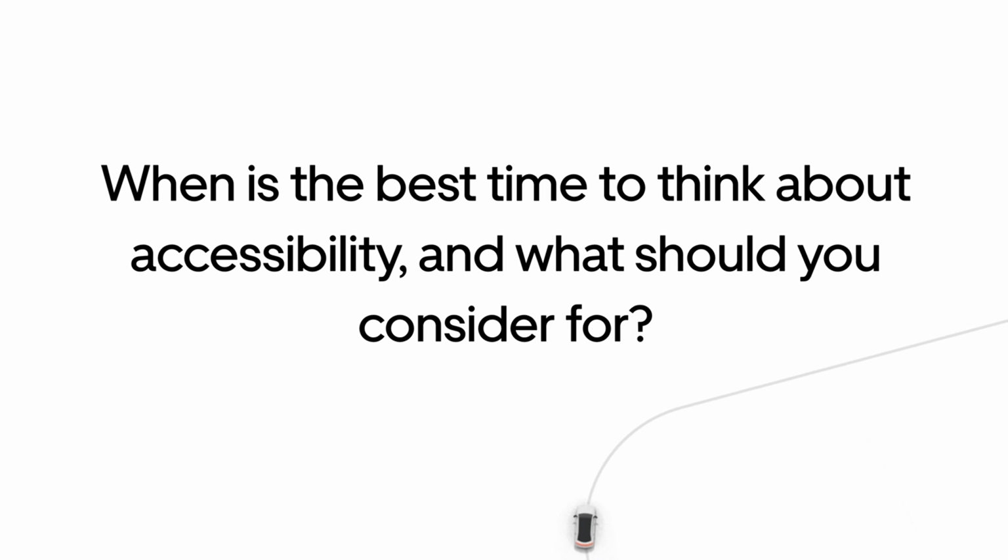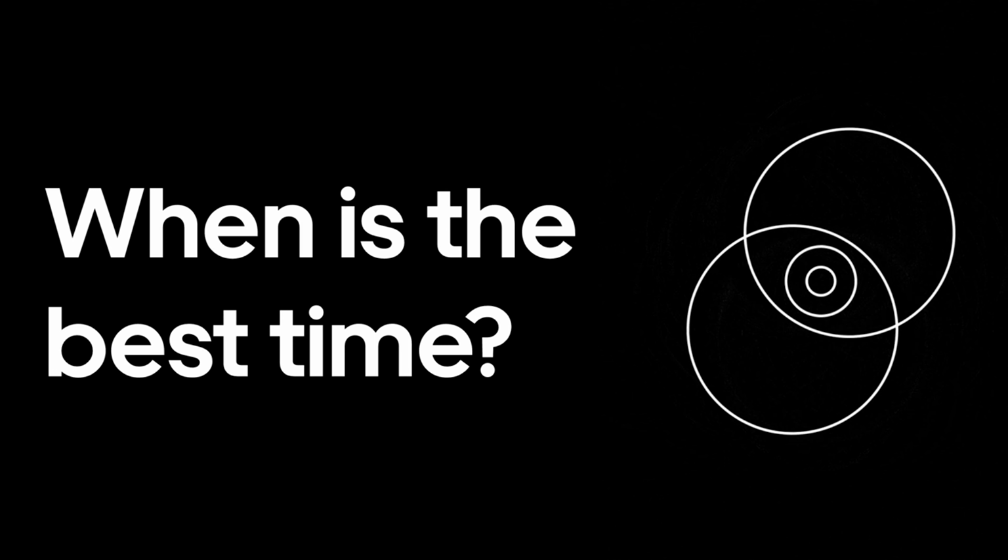Before we dive in, when do you start thinking about accessibility? And what type of accessibility assessments do you consider? Do you think about accessibility during the research phase, or when you're exploring design iterations, or when things are more finalized and ready to hand off to engineers? So when is the best time to think about accessibility?